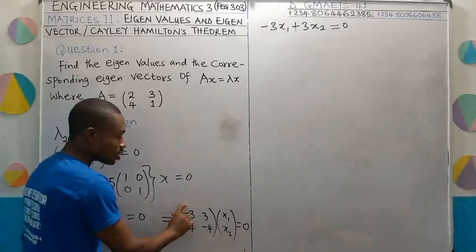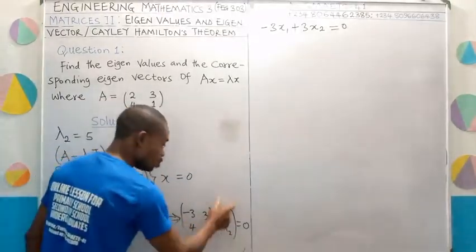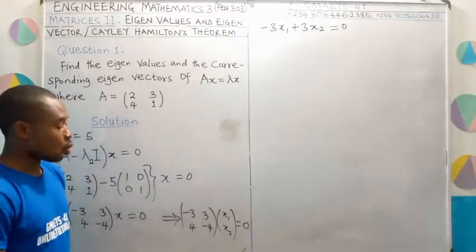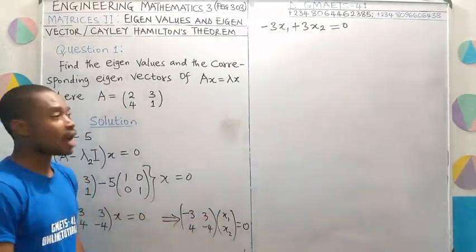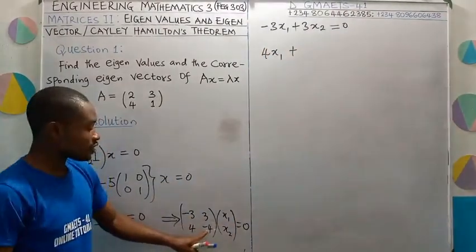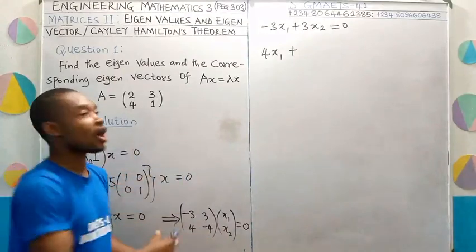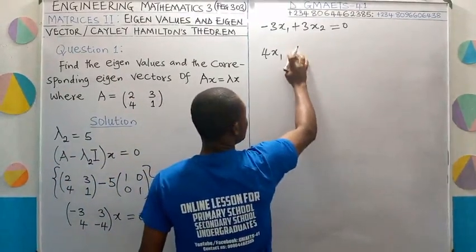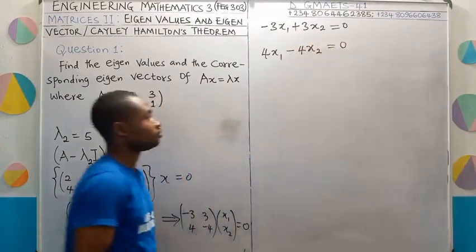I am done multiplying row 1 times this column 1. This time around, I'm moving to row 2 times this column 1. And I'm repeating the same thing. So we have 4 times x1, which will give us 4x1 plus minus 4 times x2. Of course, minus 4 times x2 will give us minus 4x2, which means this plus will change to what? Minus 4x2 equal to 0.